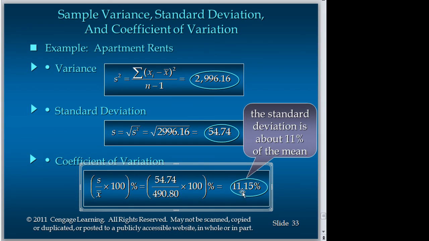That 11.15 describes the spreadness of this data set in proportion to its mean. In proportion to its mean, right? The standard deviation is about 11% of the mean, right? That's what this number is telling us.